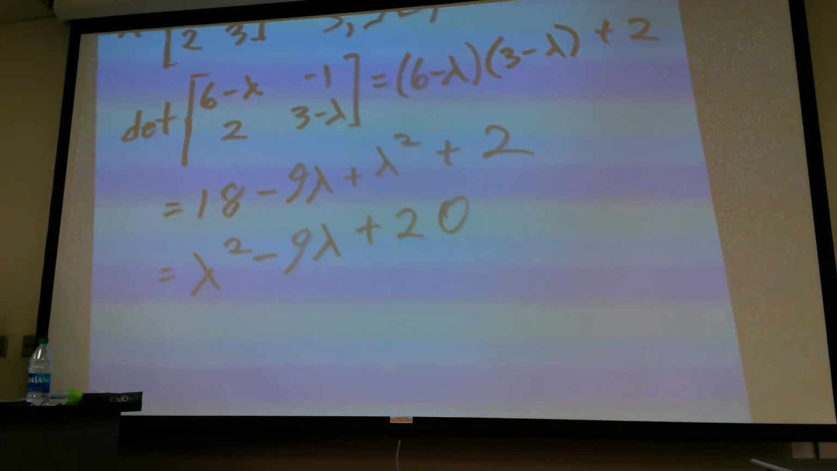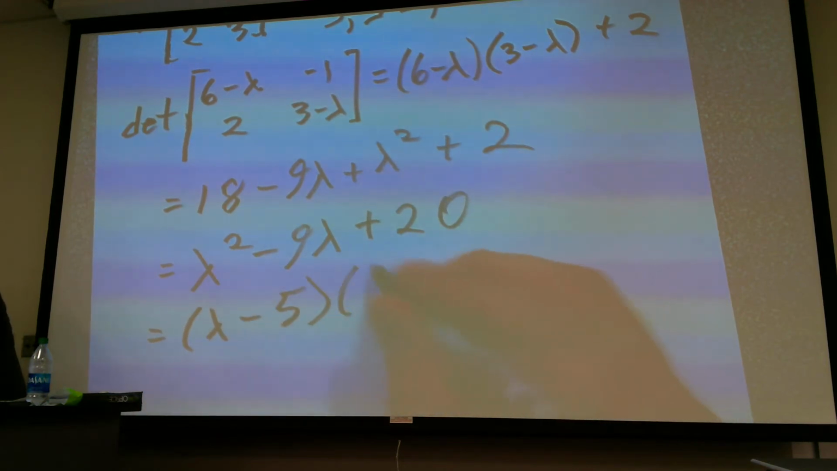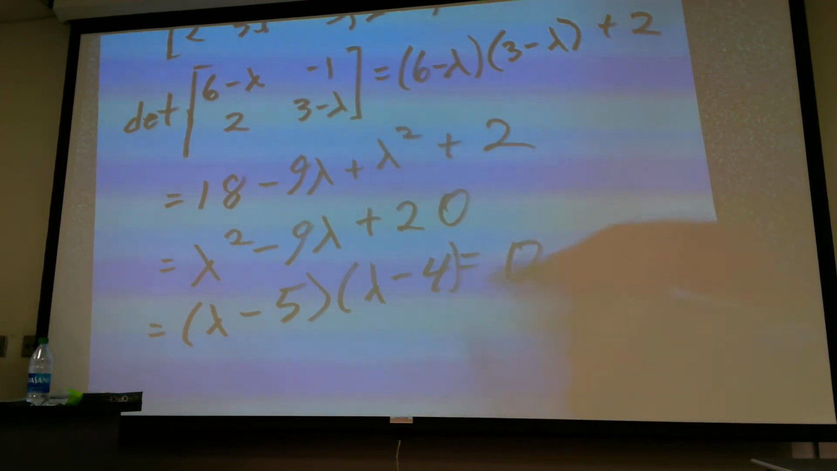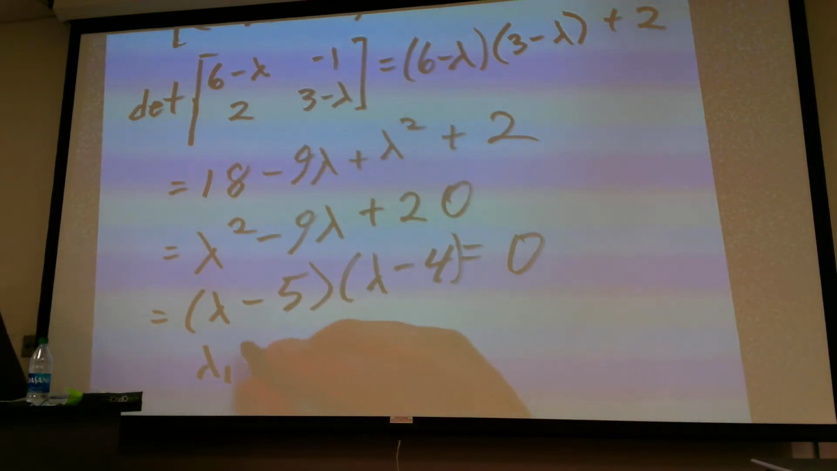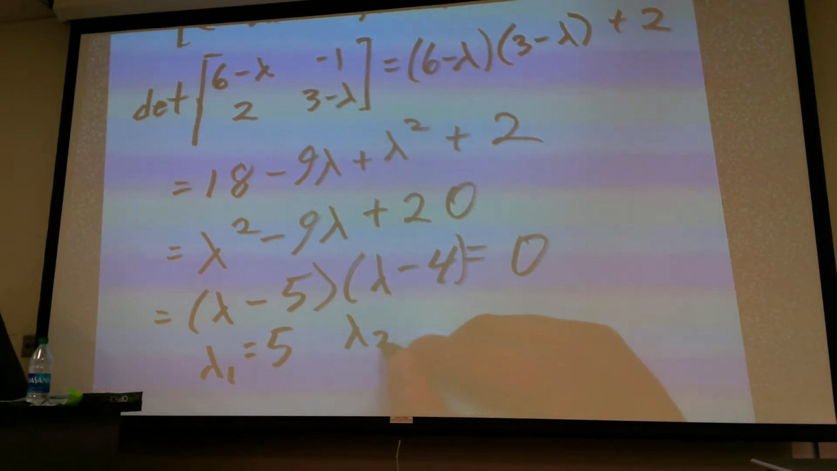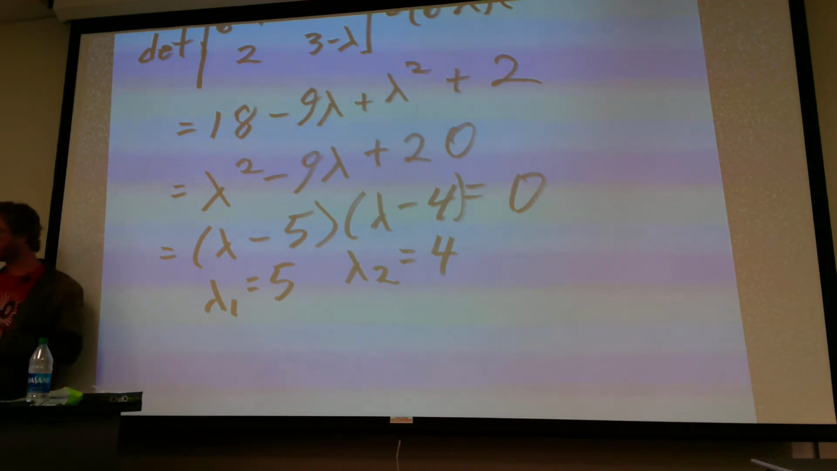Okay, so I got to factor this. The way I would factor it is lambda minus 5 times lambda minus 4, and we're going to set that equal to 0. So lambda 1 is going to equal 5, and lambda 2 is going to equal 4. So we found lambda 1 and lambda 2. Now let's find v1 and v2.